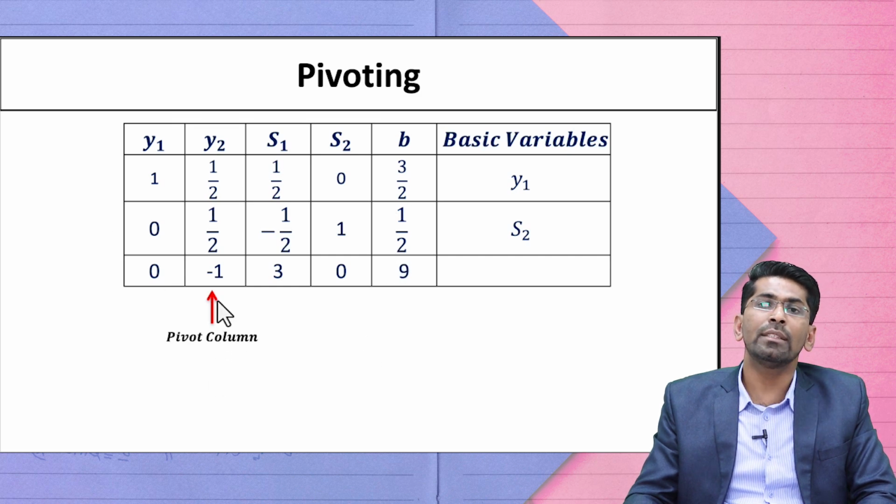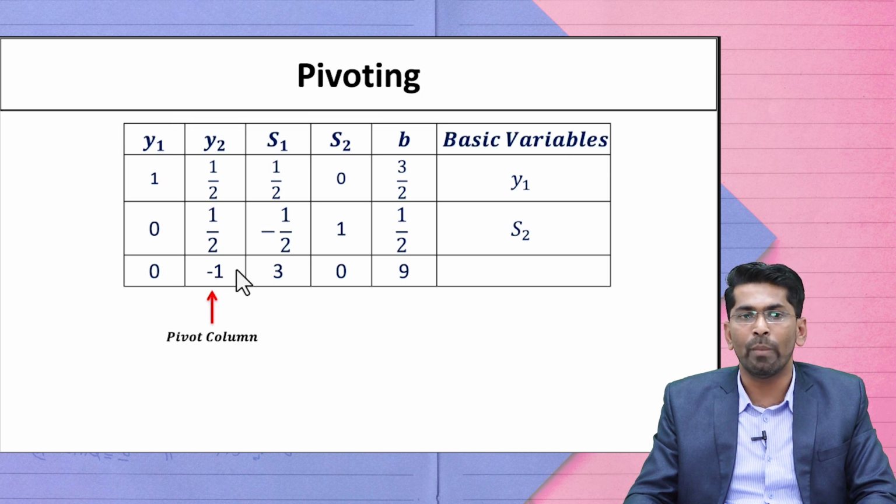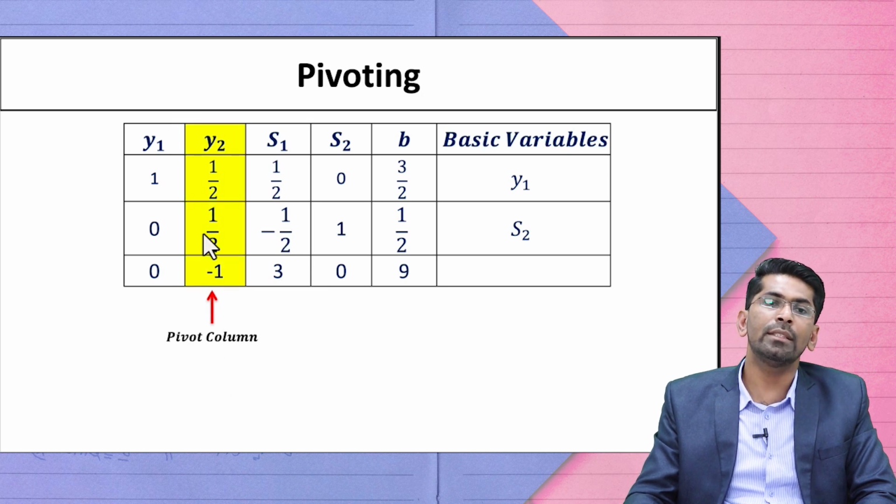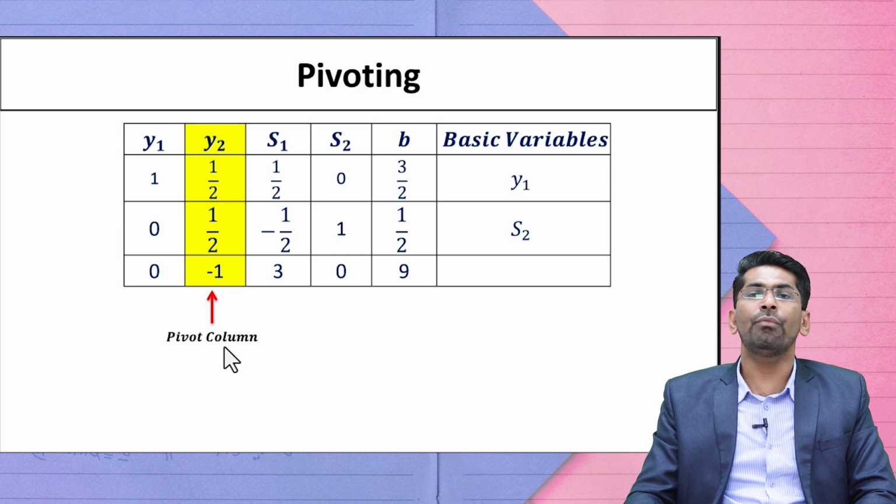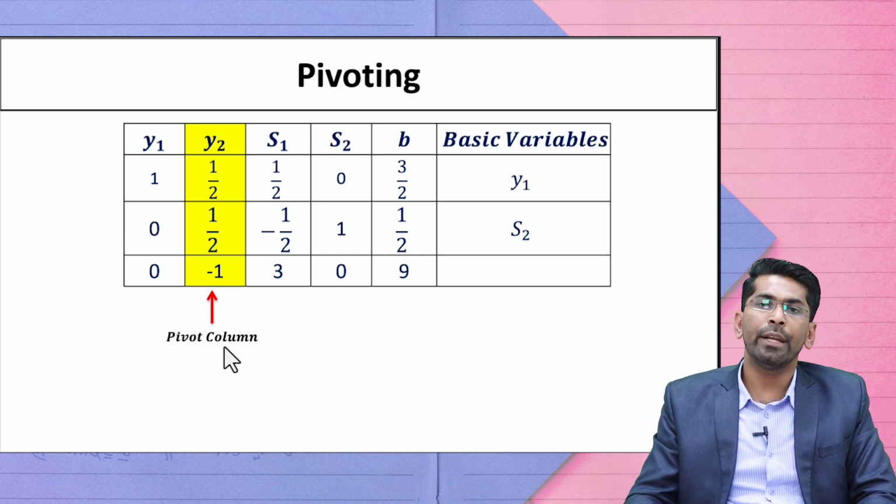Now we are going to consider the smallest negative value, which is -1 here. So the -1 corresponding column will become the pivot column. I am highlighting here, this is the pivot column. Then after finding the pivot column, we are going to find the pivot row. For that we are going to calculate the test ratio.